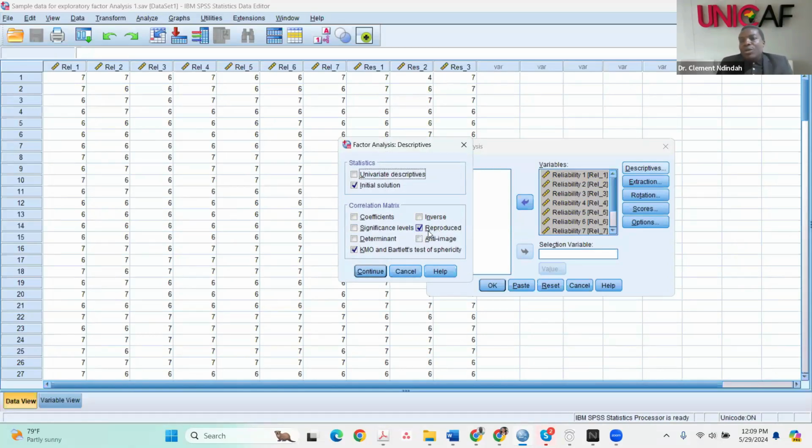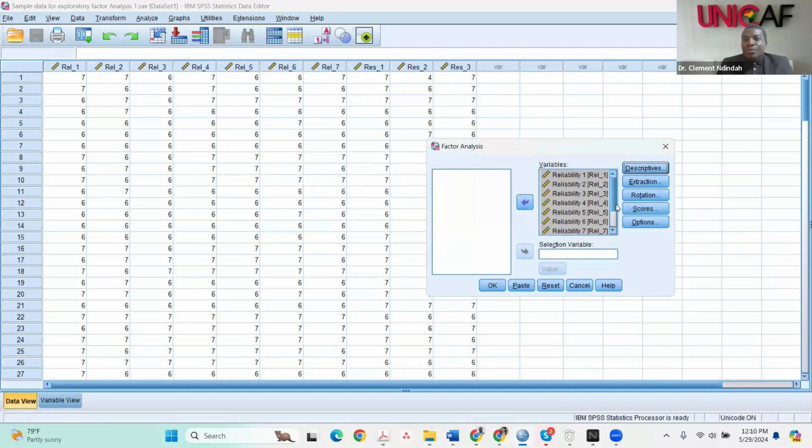In fact, what we are trying to do here with these two boxes that we've checked is to evaluate how adequate our sample is to run exploratory factor analysis. So the KMO and the Bartlett's test of sphericity, I'll come back to them once the results of the analysis are done, and I will provide you with more explanation on what they mean. We also have this, also, I'll be providing more explanation on this. Okay, so you want to have these two boxes checked in the Descriptives.